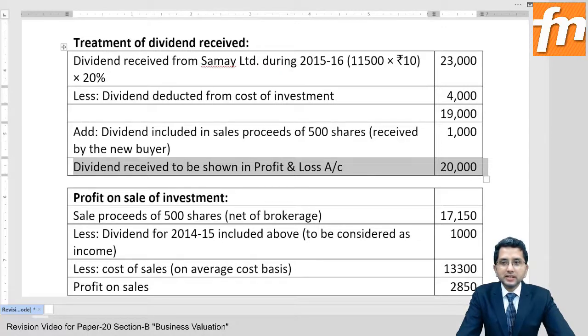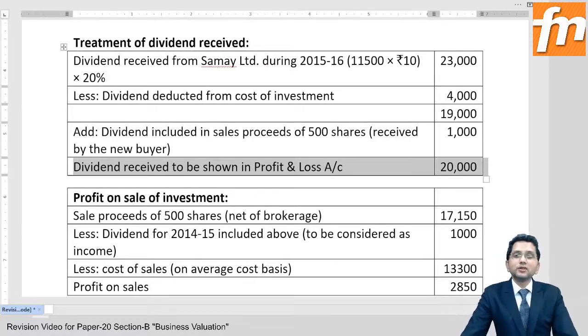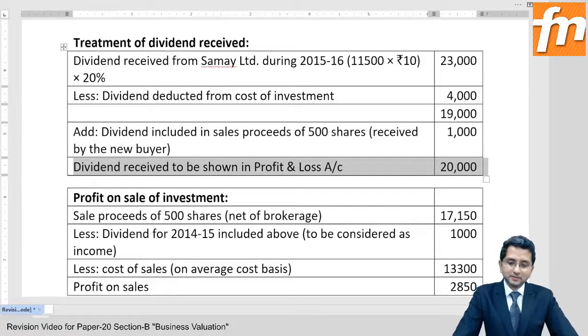This can be very easily reconciled. Originally, you were holding 10,000 shares. 10,000 shares into 2 rupees per share is 20,000. Very simple. Then you bought something, you sold something. You don't deserve that dividend. No? You deserve dividend for which you are holding share originally. So 10,000 shares into 2 rupees per share is 20,000.